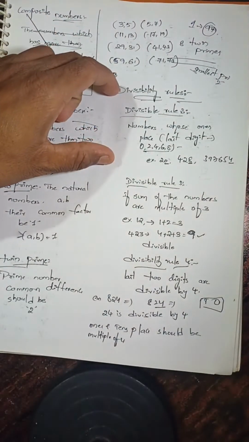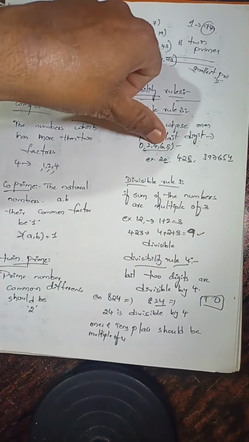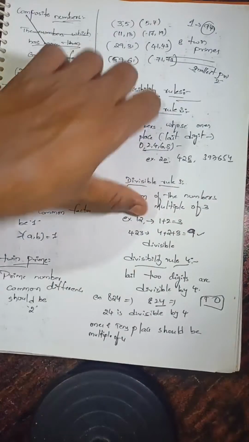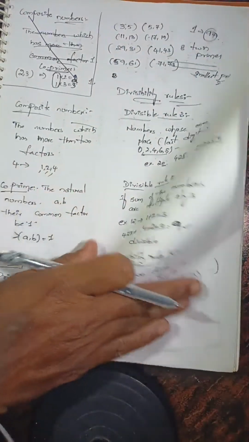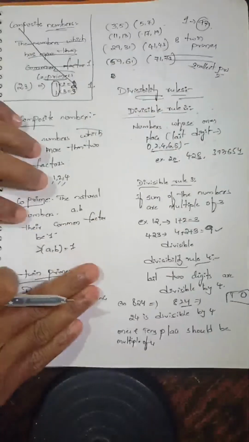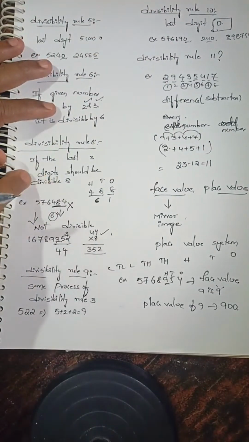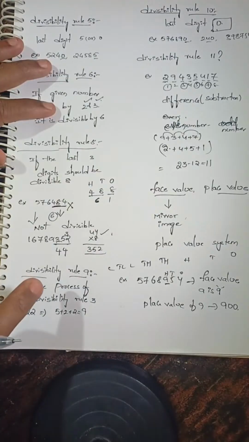These are the divisibility rules. Divisibility rule of 2 is the last digit. Divisibility rule of 3, we have to do the sum. Divisibility rule of 4, last 2 digits. Divisibility rule of 5, we check whether the last digit is 0 or 5. Divisibility rule of 6 is nothing but divisible by 2 and 3. Divisibility rule of 8 is last 3 digits, and divisibility rule of 9 is the sum.